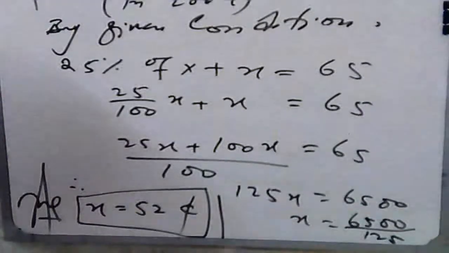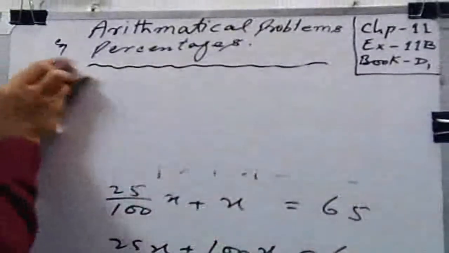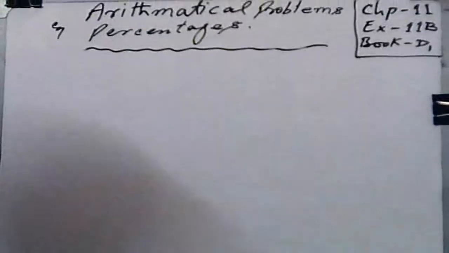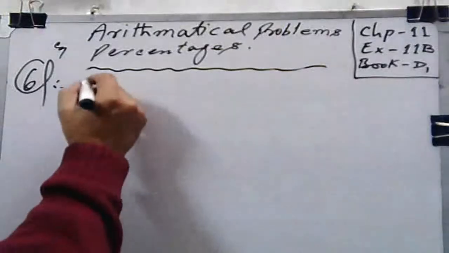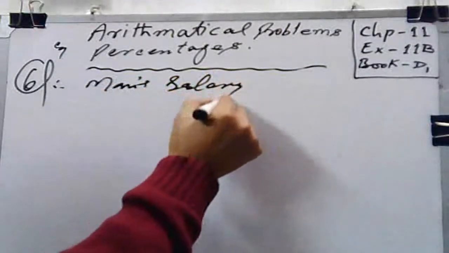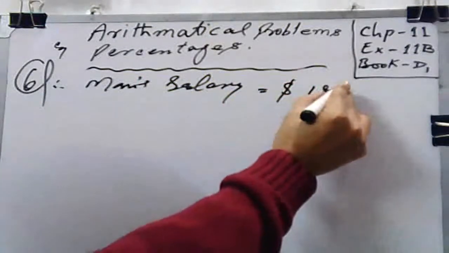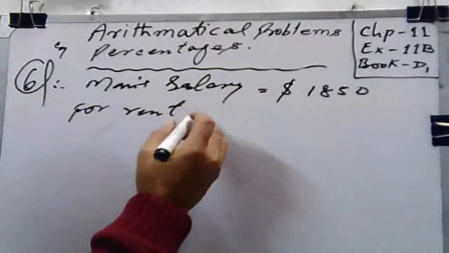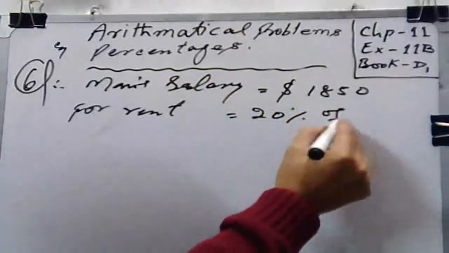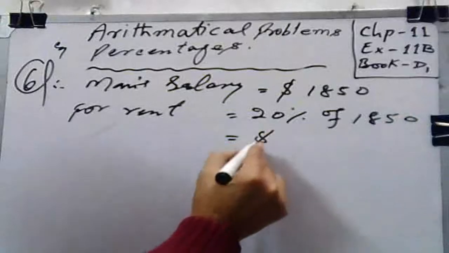Now coming to question number 6. A man's salary is $1,850 per month. Out of this, 20% goes to his rent, $690 goes to food, and $940 on other expenses. What percentage has he overspent? Okay, first of all, you have to write that the man's salary is equal to $1,850. For rent expenses, that is 20% of 1850, so that will be equal to $370.